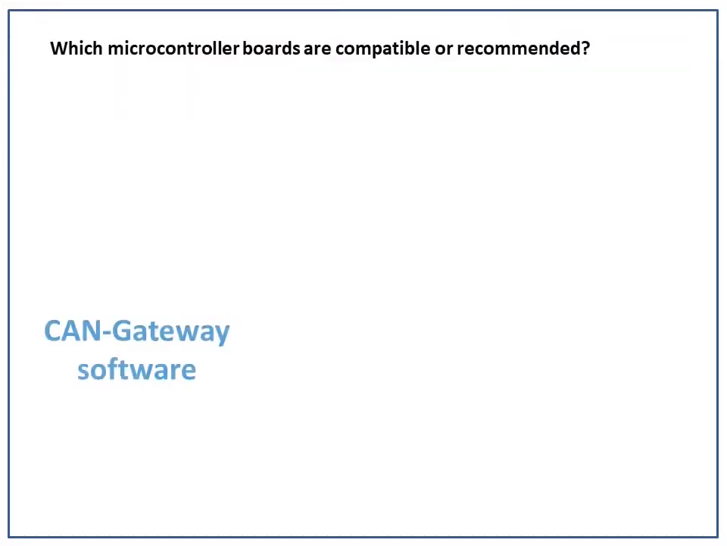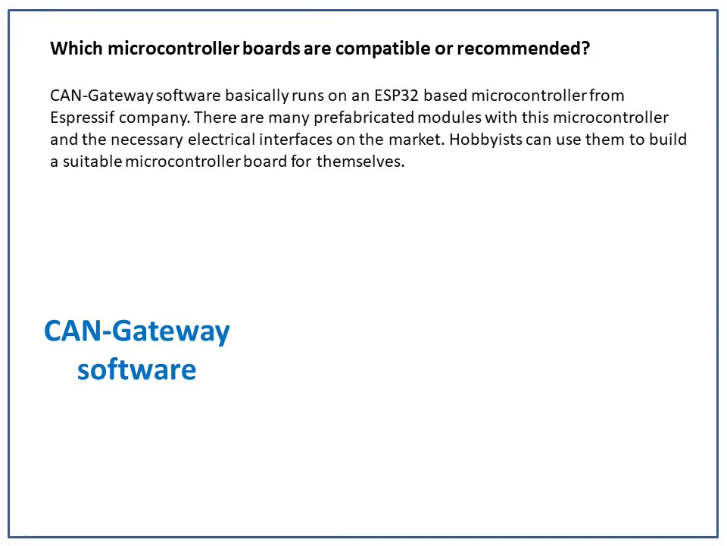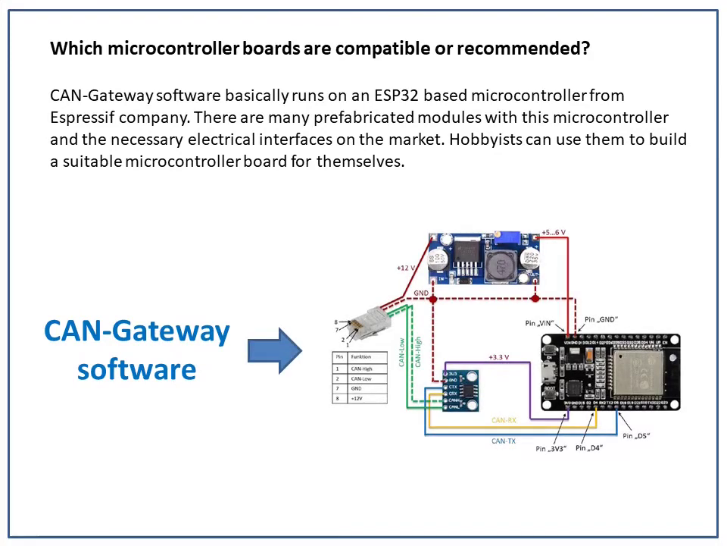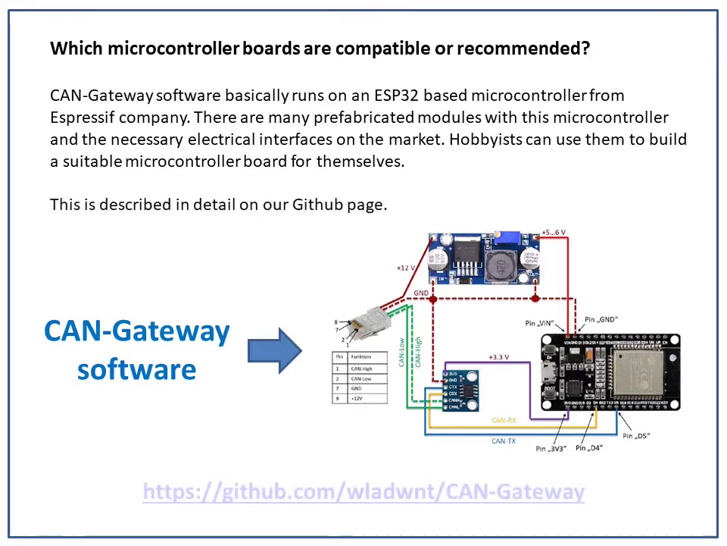Which microcontroller boards are compatible or recommended? CAN Gateway software basically runs on an ESP32-based microcontroller from Espressif company. There are many prefabricated modules with this microcontroller and the necessary electrical interfaces on the market. Hobbyists can use them to build a suitable microcontroller board for themselves. This is described in detail on our GitHub page.